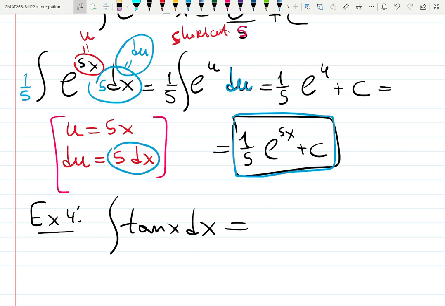Tangent, sine or cosine, and then choose some function to be u and see if it helps. If you mess up, choose another one. Yeah, very good. Work with groups if you want. Sine or cosine, choose something to be u and it might work.